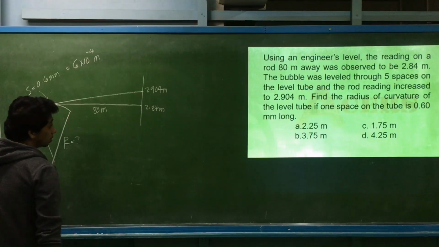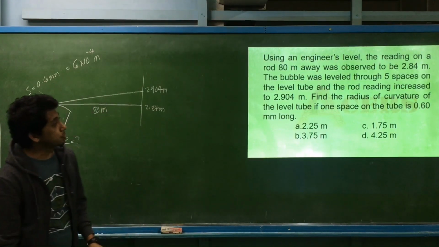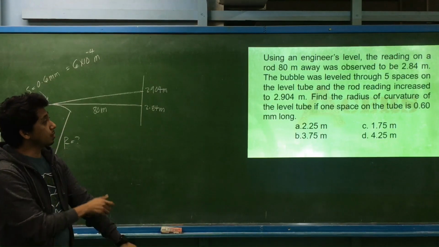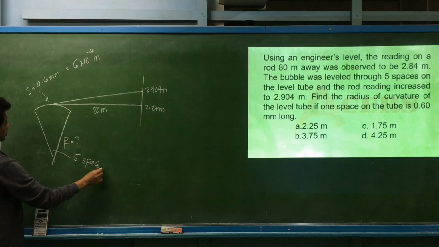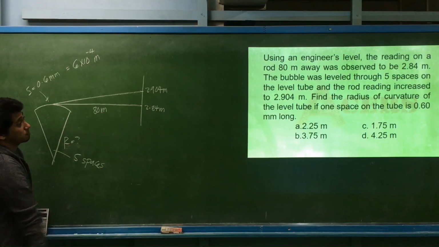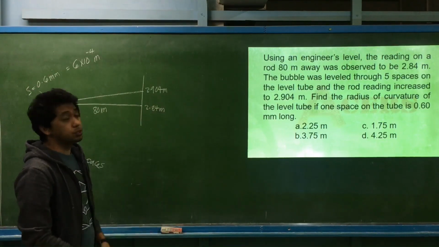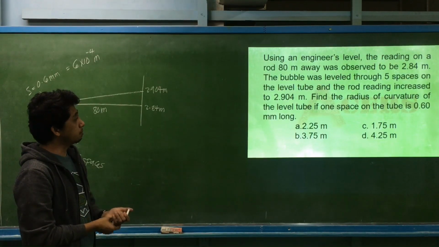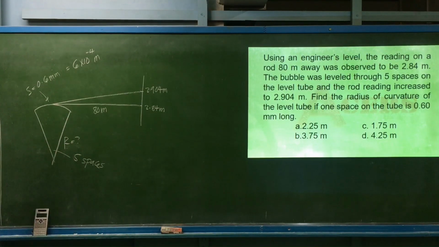Balik tayo sa bubble tube. So using an engineer's level, a rod reading 80 meters away was observed to be 2.84. So the bubble was leveled through 5 spaces. So i-assume natin na dapat meron tayong 5 spaces on the level tube, and the rod reading increased to 2.904 meters. So find the radius of curvature of the level tube if one space of the tube is 0.6 mm long. So i-assume lang natin na parang arc length yun, na meron siyang length na 0.6 mm long.